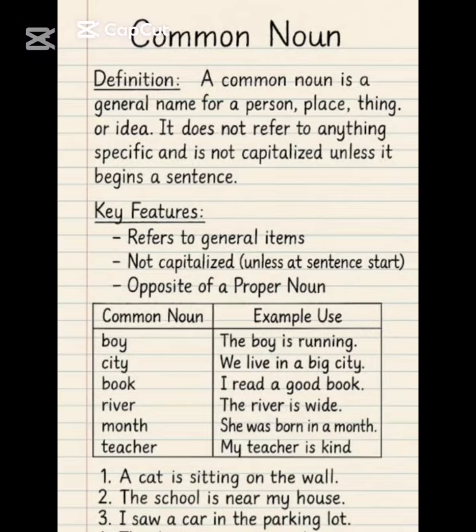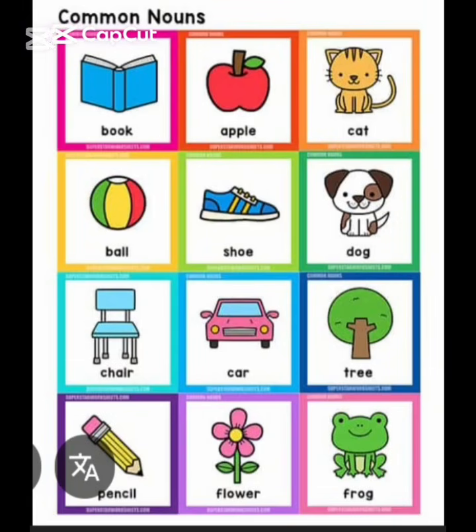Common nouns. A common noun is a general name for a person, place, thing, or idea, like boy, city, book, or river. Common nouns examples. Look at these examples: a book, an apple, a cat, a ball, a shoe, or a dog.